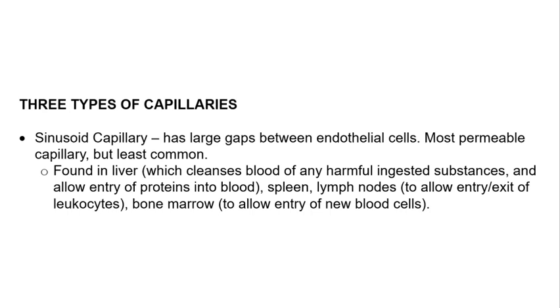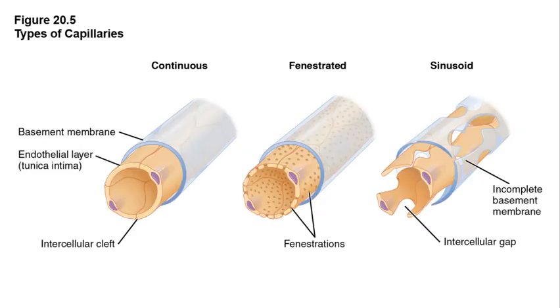The sinusoid capillaries of the liver allow the entry of blood proteins that the liver makes. They're also found in the spleen and lymph nodes, which allows entry or exit of leukocytes, in addition to being found in the bone marrow, which allows the entry of new blood cells into the blood plasma. Figure 20.5 illustrates the 3 capillary types.